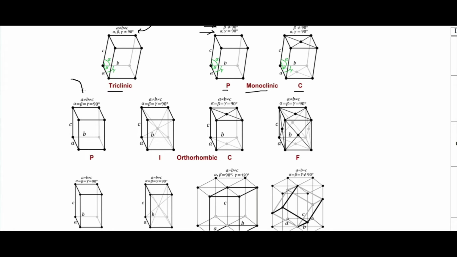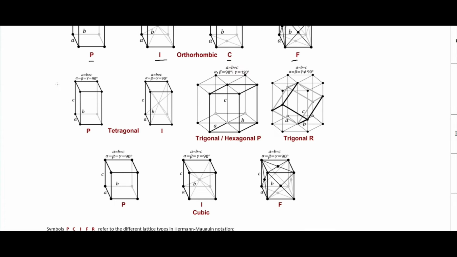So A, B, and C not equal, but alpha, beta, gamma are all equal to 90 degrees. And that is true whether we have the P, the I, the C, or the F. Then we have the tetragonal. So A and B are equal, but C is not. Alpha, beta, gamma equal to 90. We have our hexagonal here, which is A equals B, but not equal to C.